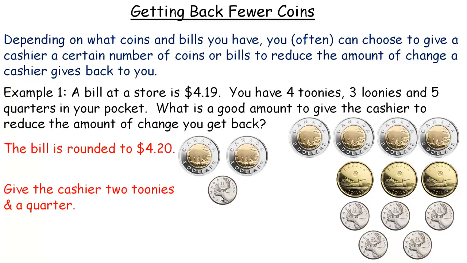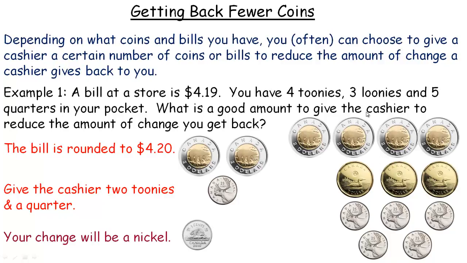So if you give the cashier 2 toonies and a quarter, you've actually paid 5 cents too much. So that's the change the cashier gives back to you, which would be a nickel. That's the smallest number of coins you could get back from this particular scenario. Any other amount would give you more change back.